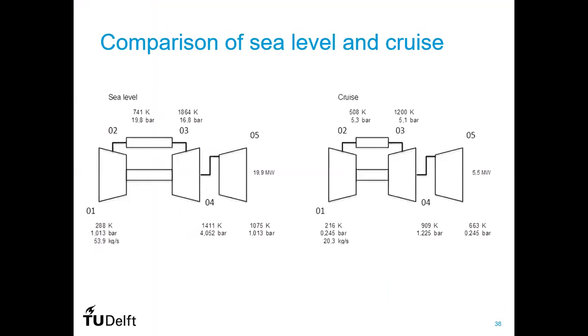So you can see here, there's 288 K, it sucks in the air, compresses it to 20 bar, then it heats up, expands in the gas generator, and here at the outlet, 20 megawatts. And the same on the cruise.